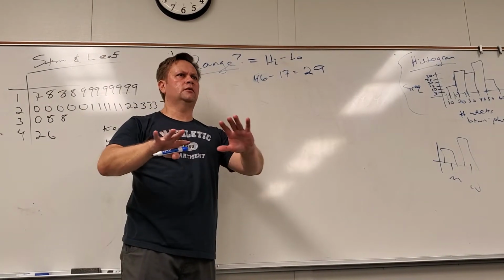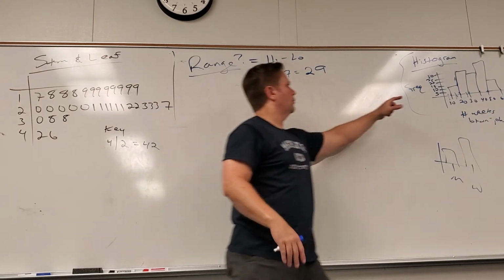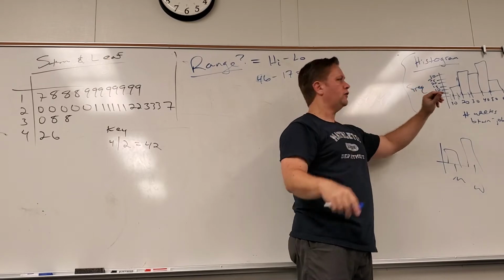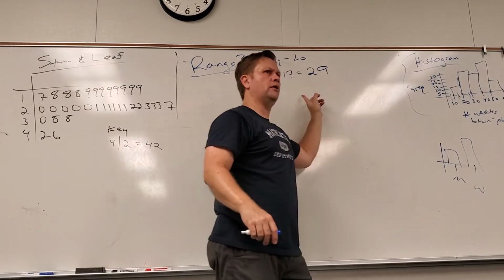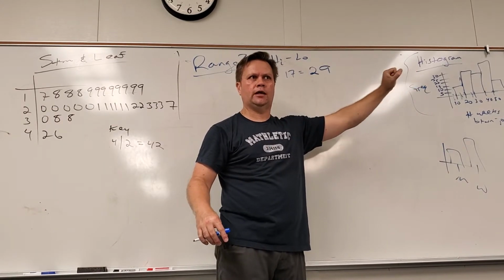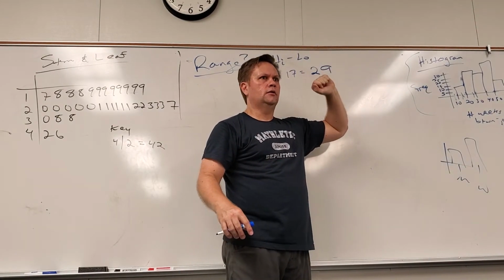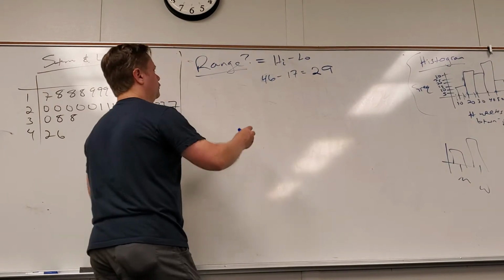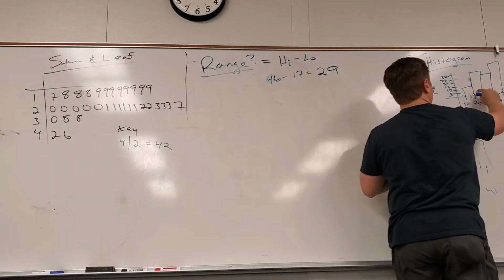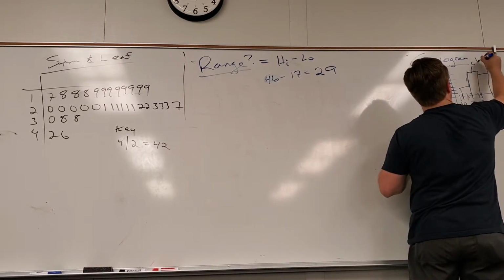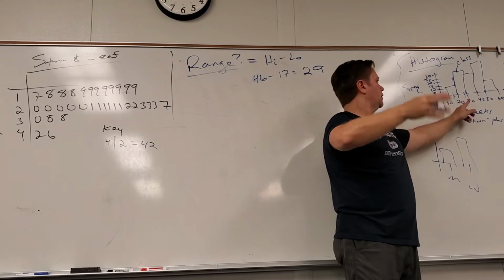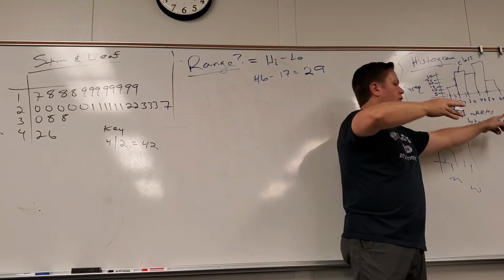So everybody with me? I do like this kind of problem where I give you a completed one of these just to make sure you can read it. If you're able to read it, you might understand better what we do to create it. Each of these rectangles represents what's called a class. And it looks like the classes go 10 to 20, 20 to 30, 30 to 40, right?